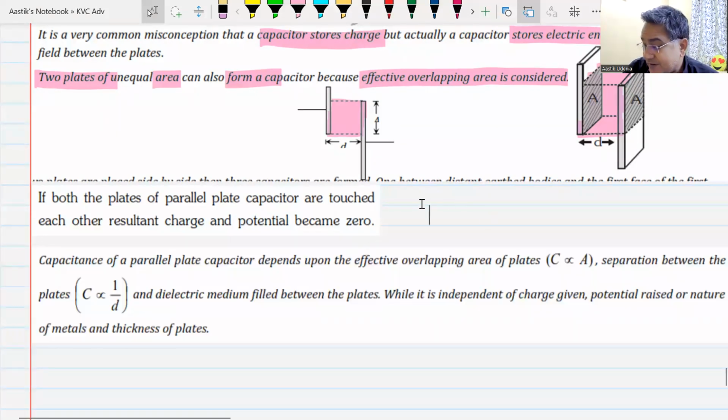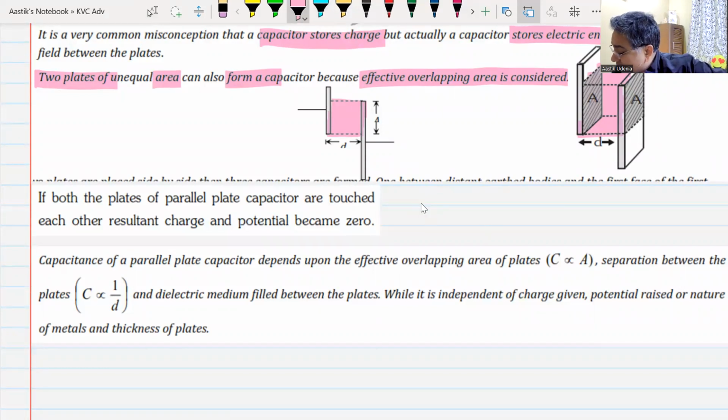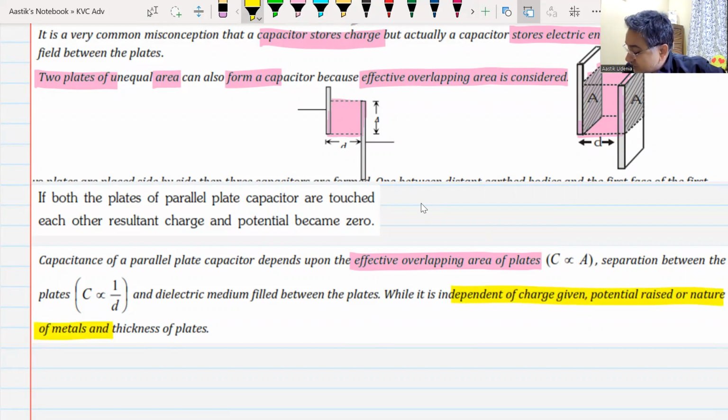The capacitance of a capacitor is directly proportional to the overlapping area. Remember, whenever we are talking about the area, we are talking about the overlapping area. It is inversely proportional to the separation and the dielectric medium filled between the plates. It is independent of the charge given, potential, nature of materials and the thickness of the plates.